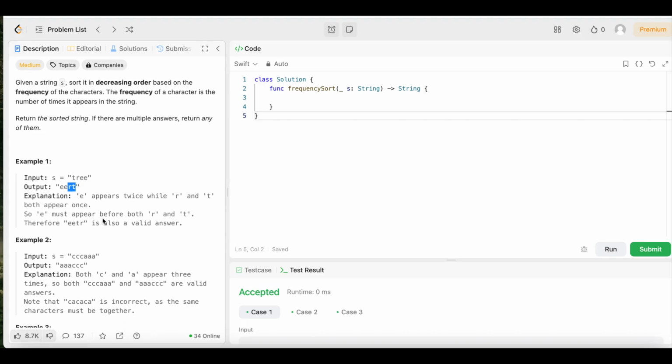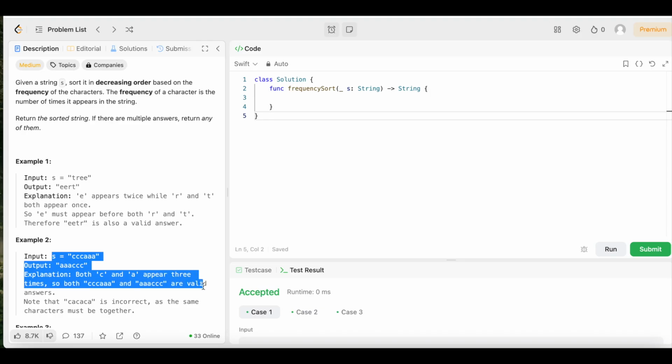So let's take a look at example 2, where they might try to throw a trick question our way. In example 2 we have the input s equals the string "cccaaa". The output is "aaaccc". Both c and a appear 3 times, so both "cccaaa" and "aaaccc" are valid answers. Note that "cacaca" is incorrect as the same characters must be together.